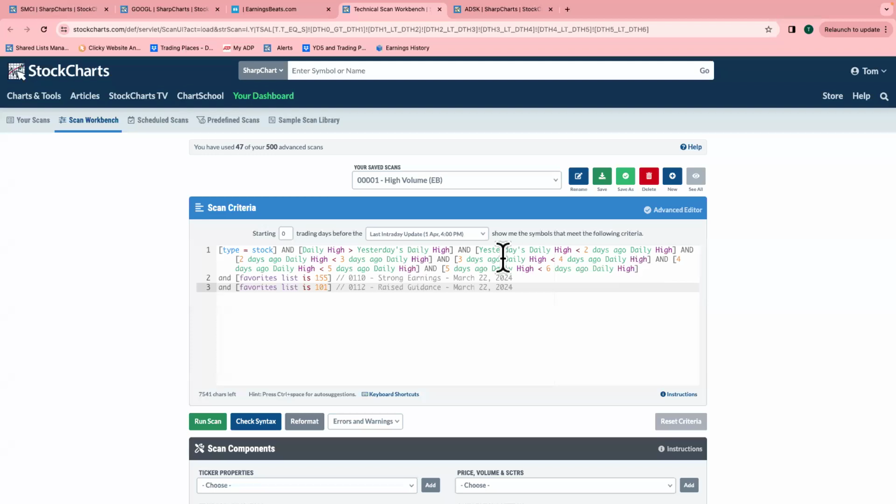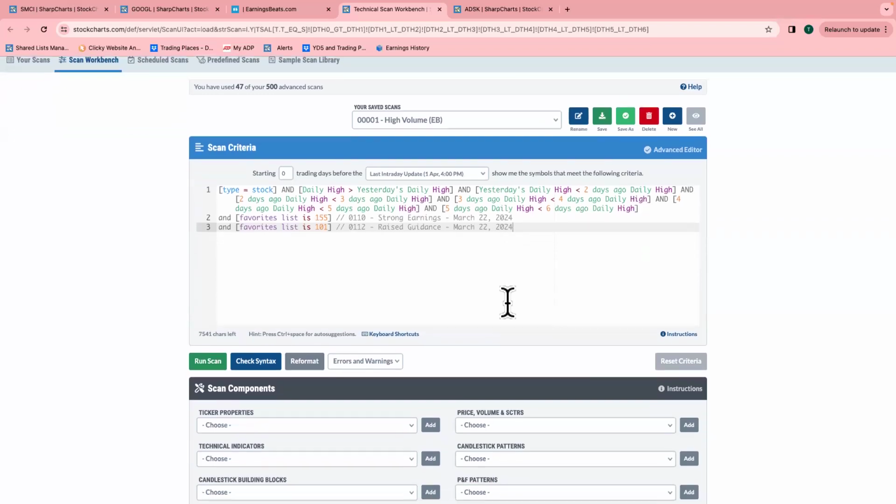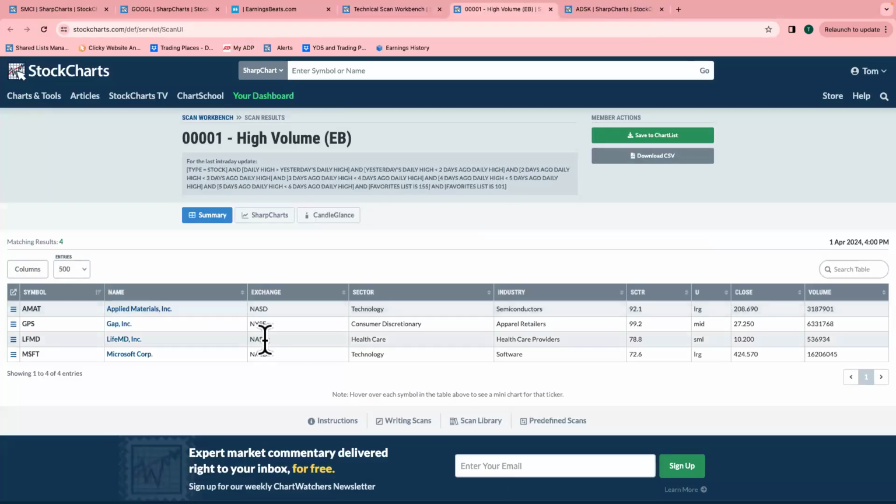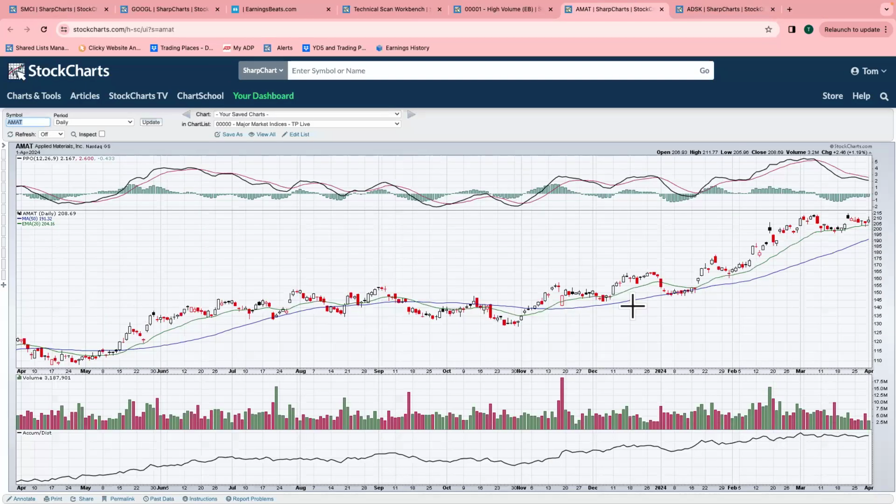Now, I don't know whether this will pull up anything or not, but let's just go ahead and run it and see. So I'm going to run the scan, and four stocks came up. That's good. Let's take a look at them. So Applied Materials, been downtrending for more than 5 days. Actually, look at this. Yesterday, it did print a hammer, and it printed it on the 20-day moving average at gap support. And now it's printed a higher high and a higher low.